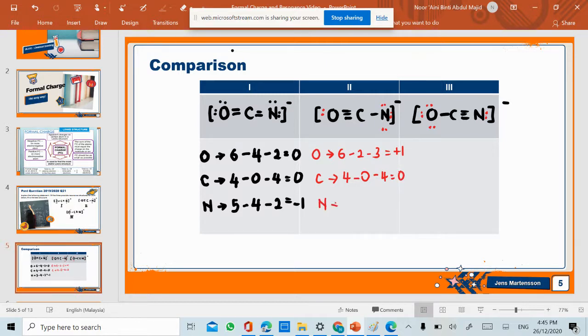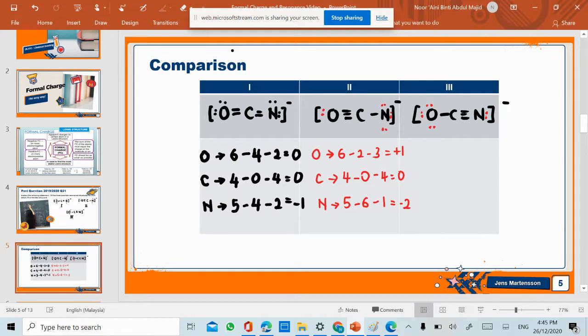And nitrogen, the last one, we have 5 valence electrons minus. Okay, how many dots around nitrogen? 1, 2, 3, 4, 5, 6. Okay, and then minus 1 more. And that gives you 5 minus 6 minus 1, which is just negative 2.